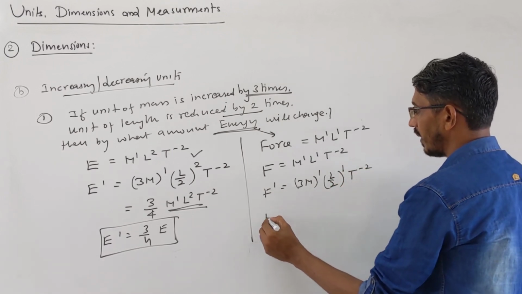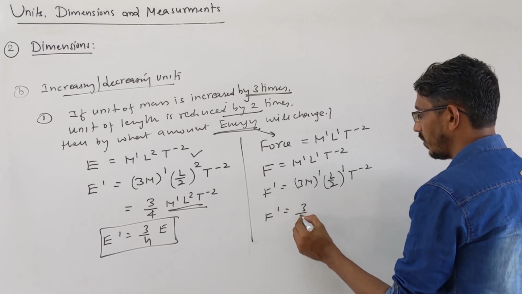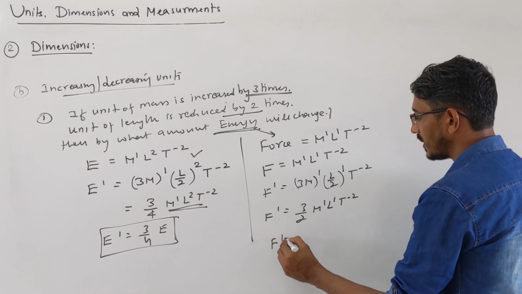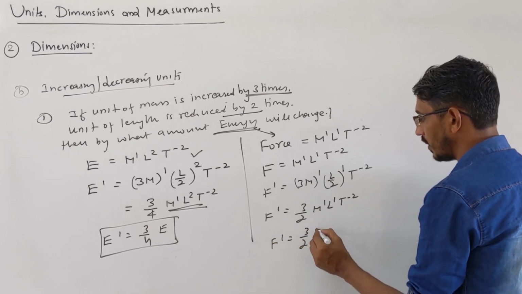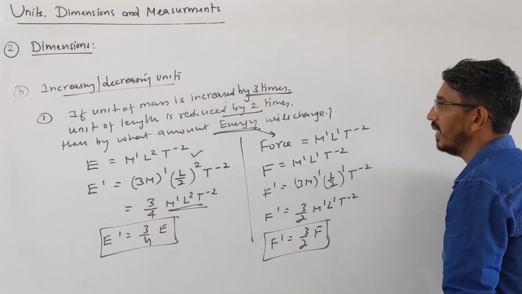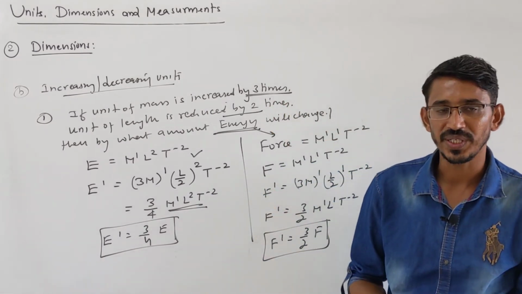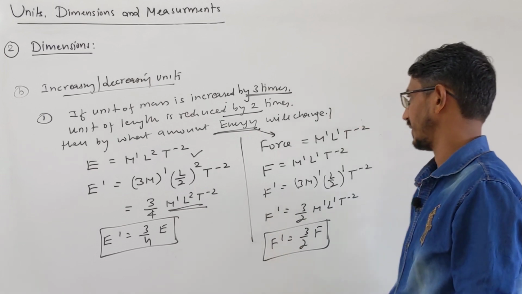So now F dash becomes 3 by 2 of m power 1, L power 1, T power minus 2, or F dash is equal to 3 by 2 times the original force F. Correct? This is the way of asking. This is called increasing or decreasing some units. Okay? Like this they ask in our exam.